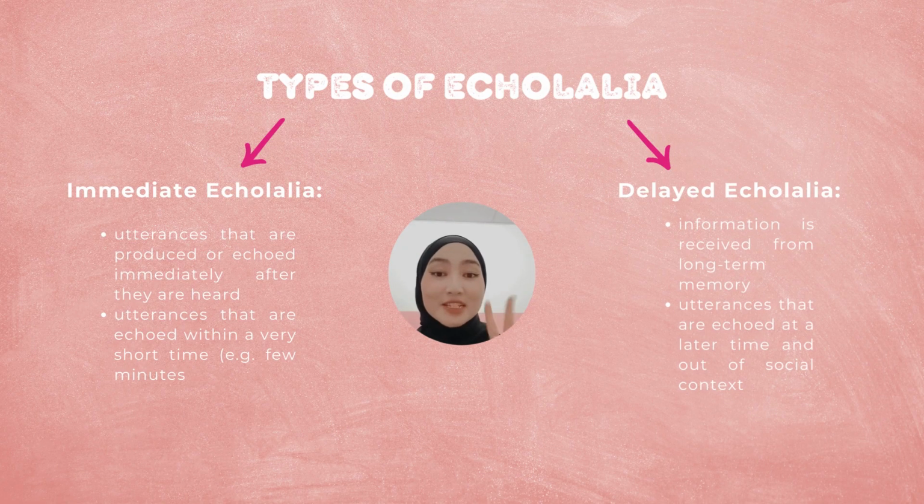So there are two types of echolalia. The first one is immediate echolalia, and this type is demonstrated by utterances that are produced immediately after they are heard. The next one is delayed echolalia, and this type is demonstrated by utterances that are produced at a later time and out of social context.